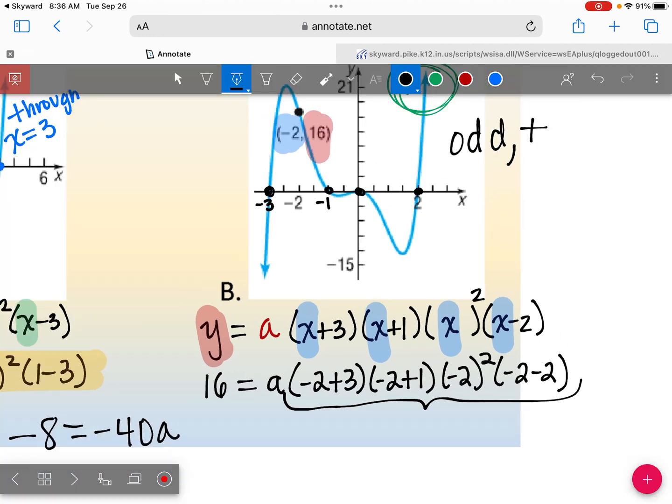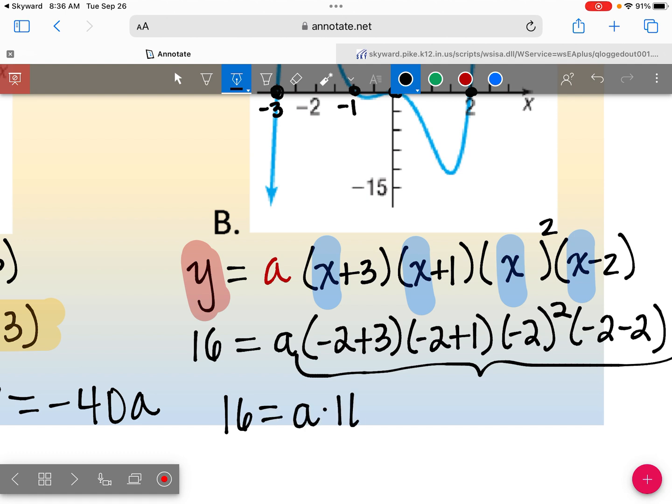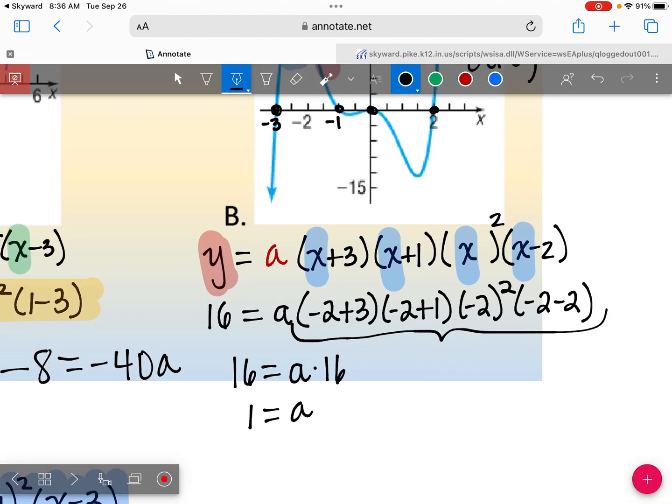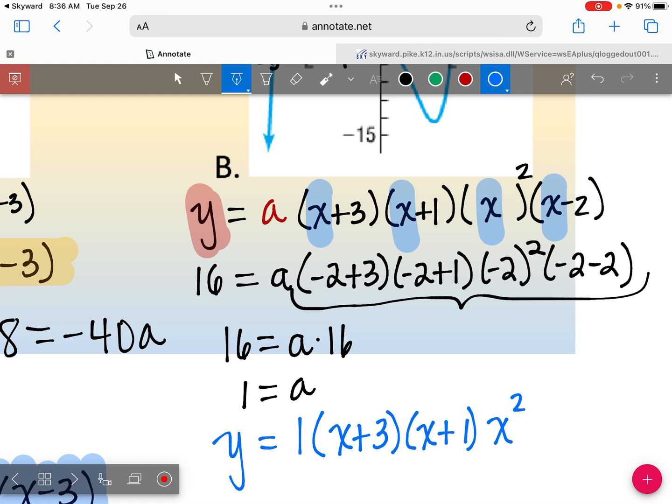But when you type that in the calculator, you should get 16. So you have 16 equals a times 16. Divide 16 by 16 and a equals 1. So I'm just going to rewrite my equation. In my equation, my final answer would be y equals, if a is 1, you don't have to write it, but I'm going to write it. And then you have x plus 3, x plus 1, the x squared, and the x minus 2.